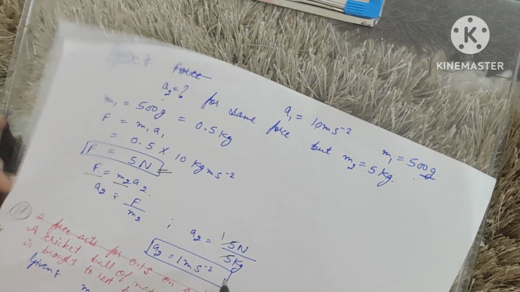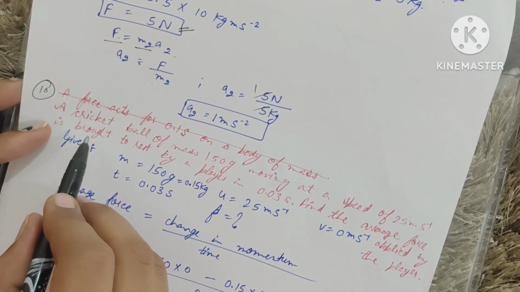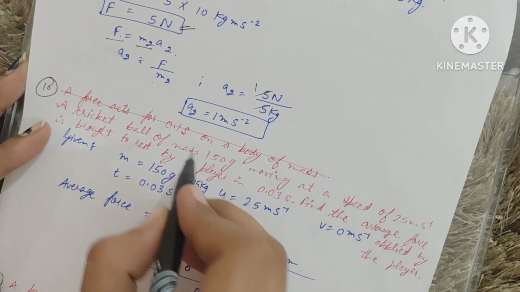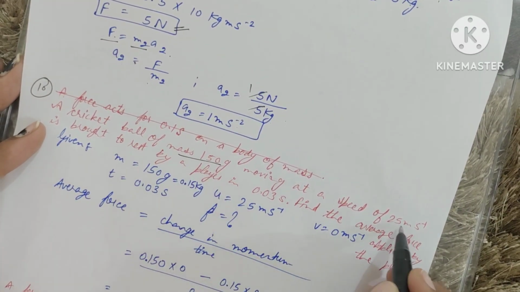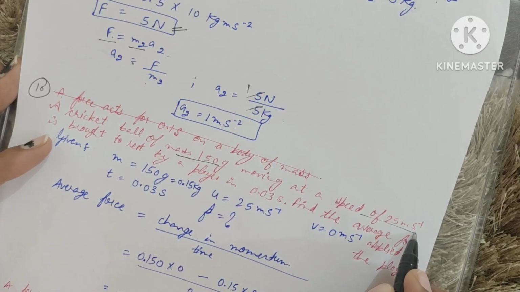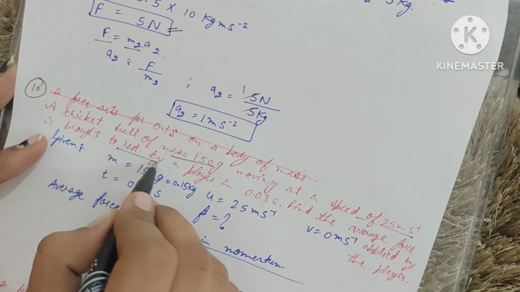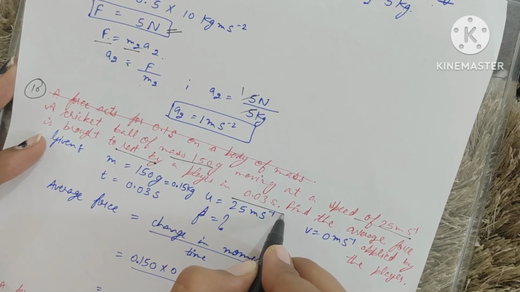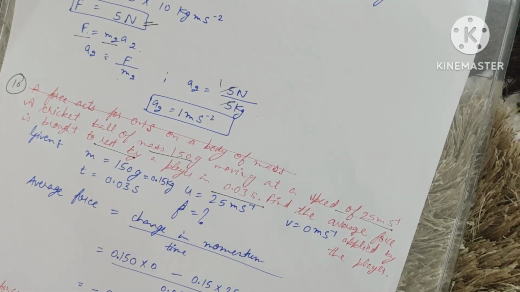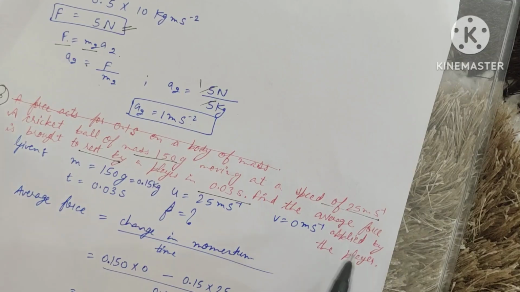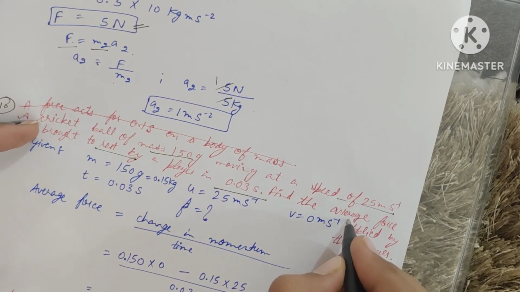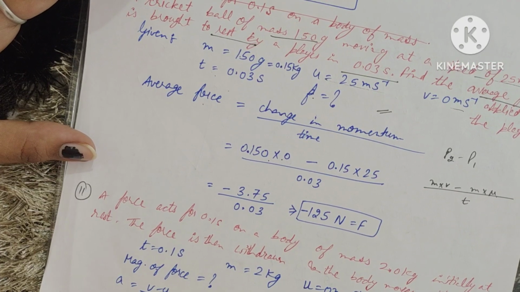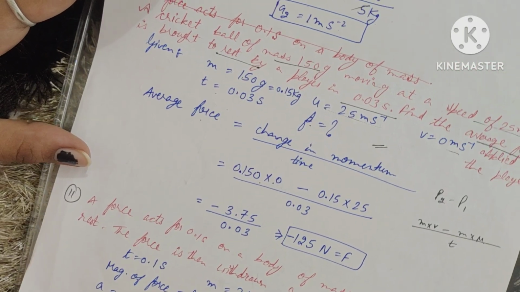Now question number 10 is a cricket ball of mass 150 moving at a speed of this. Mass given है किसी चीज़ का, इसकी moving speed given है, initial speed, जिसको rest पे लाया गया मतलब कि final velocity is 0, in time this one. Now what you have to find? You have to find the average force applied by the player. So what are the things given in the question?